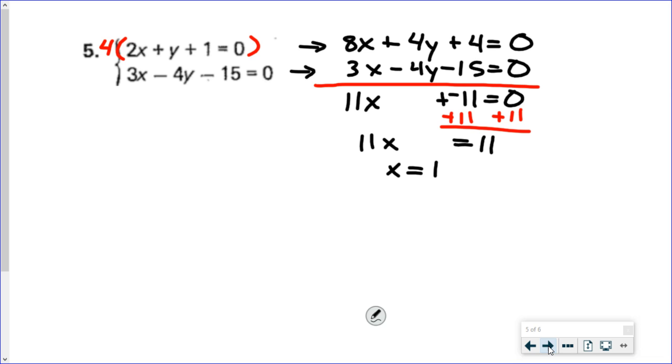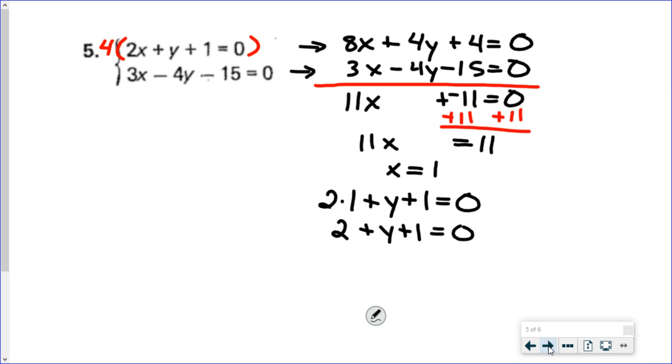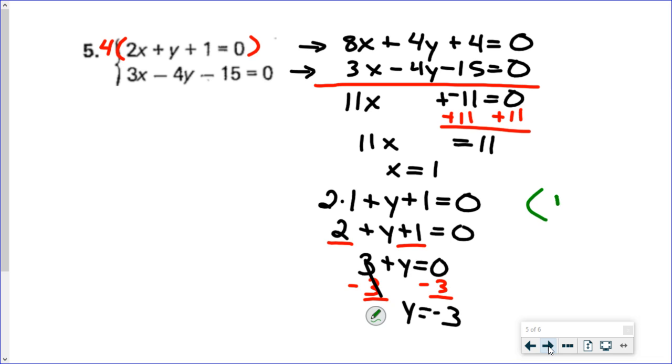Now again, take that and substitute it in. 2 times 1 plus y plus 1 equals 0. So that's just a 2. Now, what is 2 plus 1? That is 3. And then we don't divide this time because they're not attached by multiplication. Y is negative 3. Okay, so x is 1, y is negative 3.